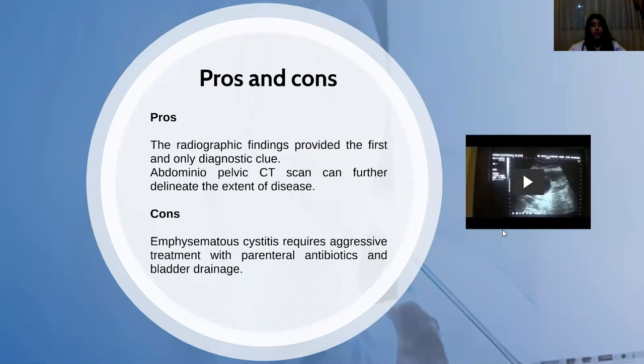Pros and cons. Pros. The radiographic findings provided the first and only diagnostic clue. Abdominal pelvic CT scan can further delineate the extent of disease. Cons. Emphysematous cystitis requires aggressive treatment with parenteral antibiotics and bladder drainage.